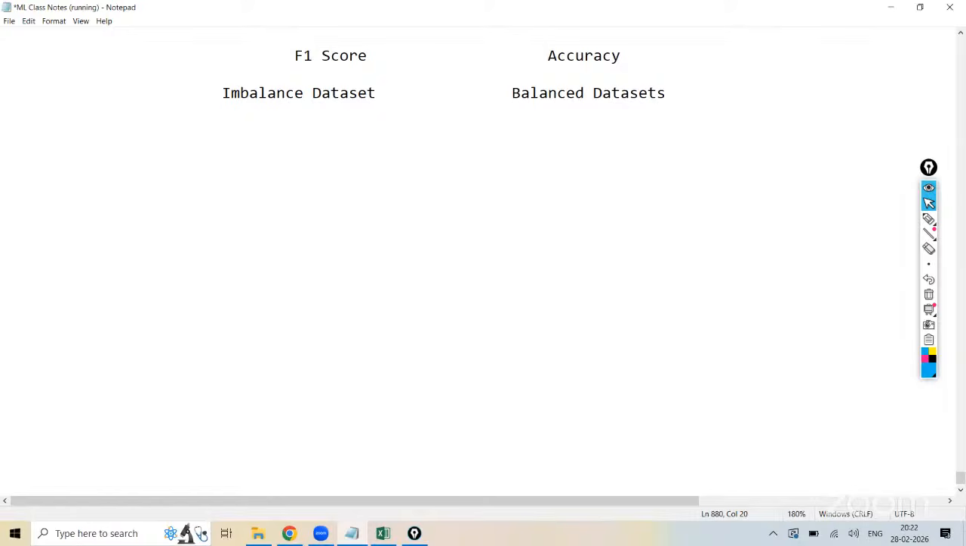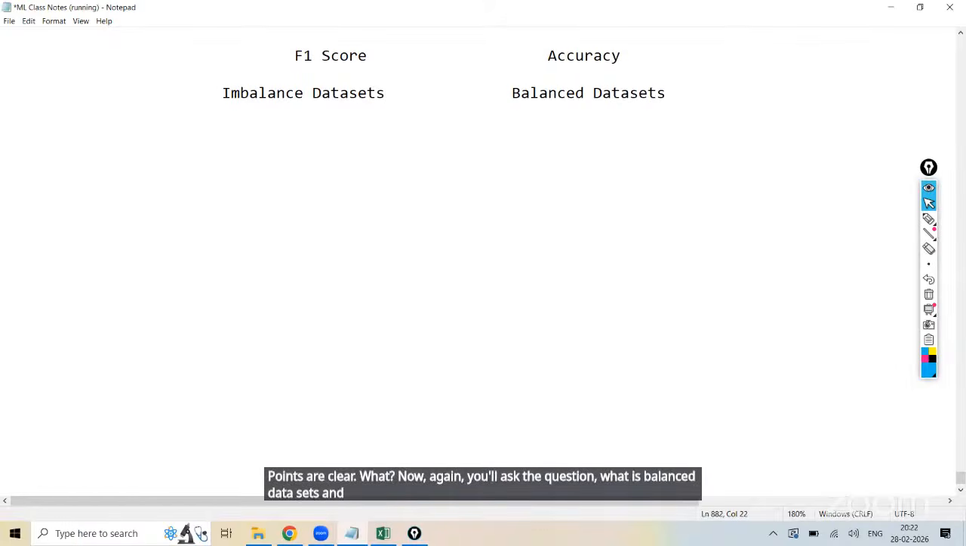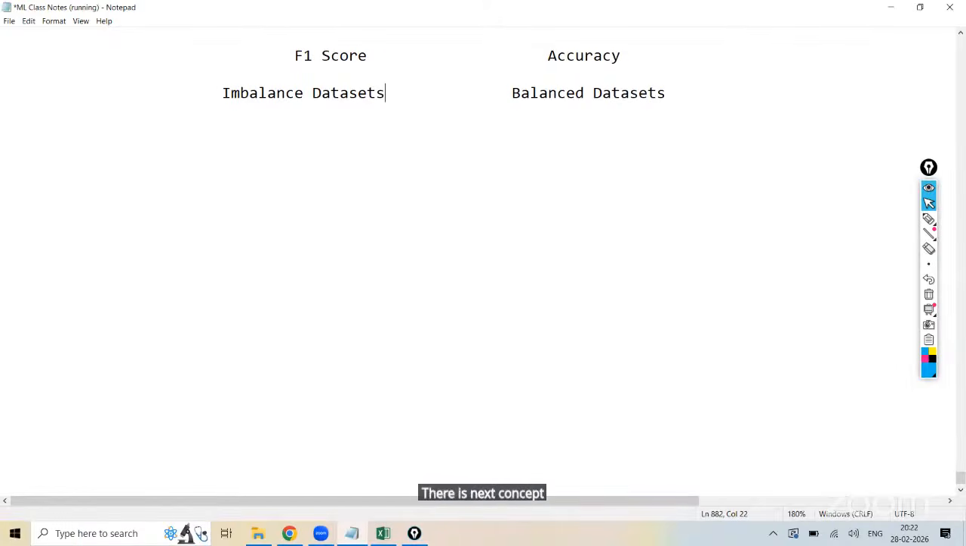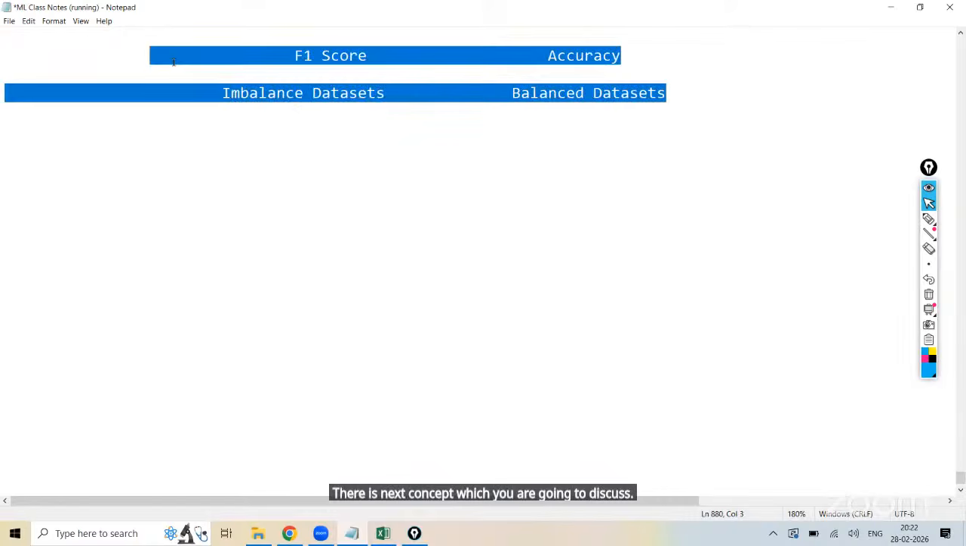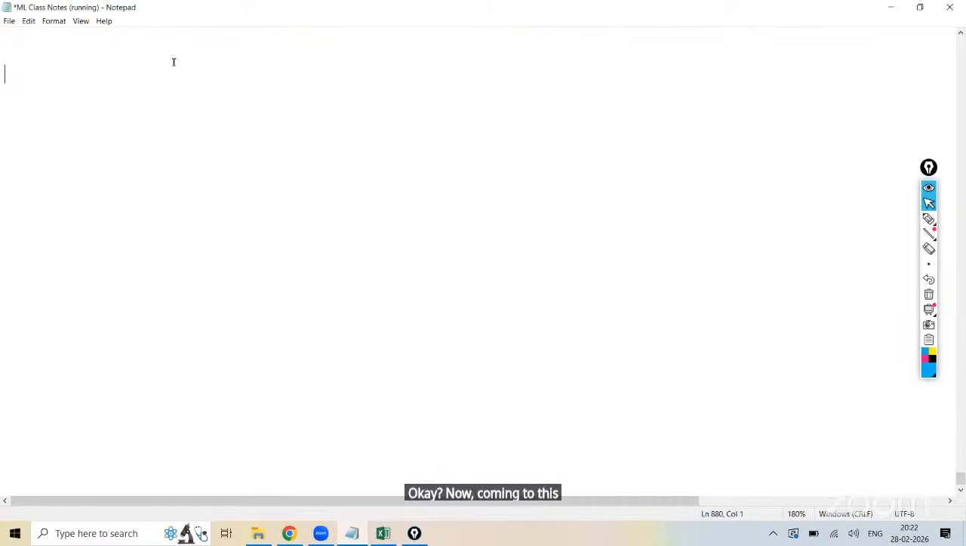Points are clear? Now again you'll ask the question, what are balanced data sets and imbalanced data sets? That is a different concept, the next concept which we are going to discuss. Okay, now keep this one side.